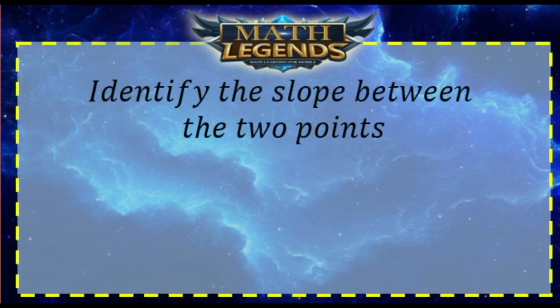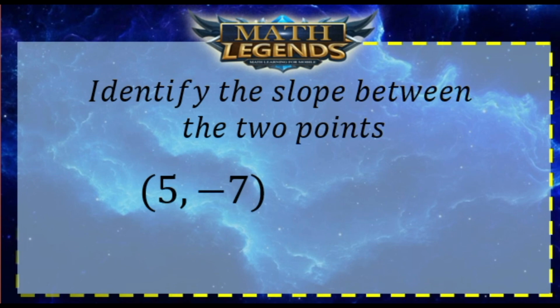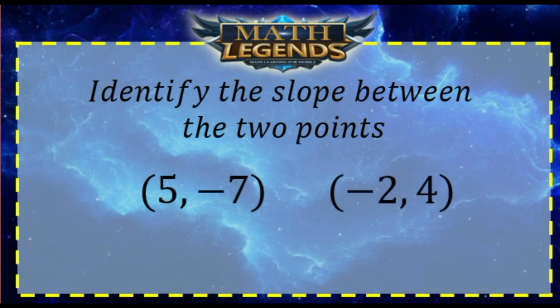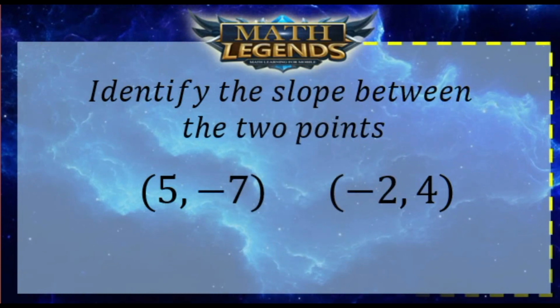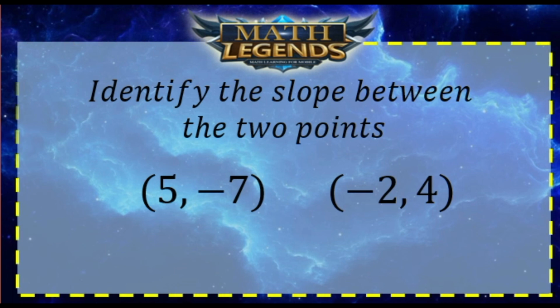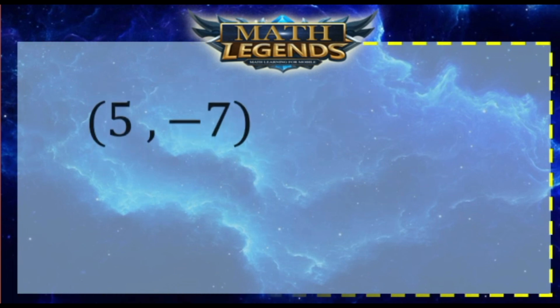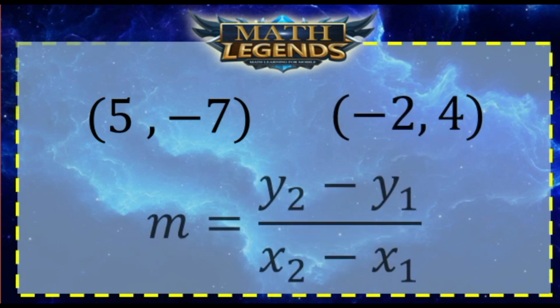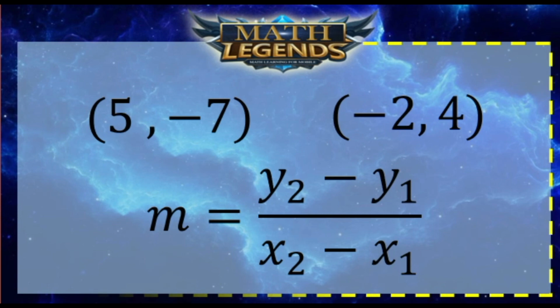Now, identify the slope between the 2 points (5, negative 7) and (negative 2, 4). Kindly pause this video and try to answer this. Given these 2 points, 5 and negative 7, negative 2 and 4, using the formula, let us try to find the slope.